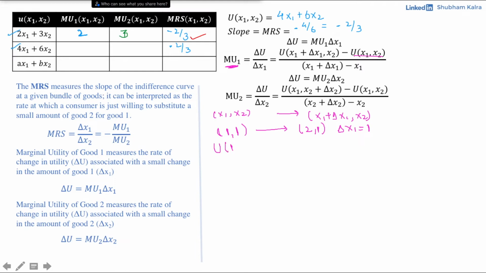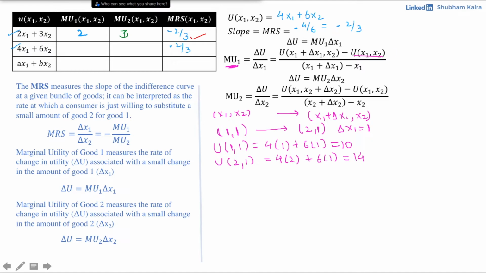That would be u(1, 1), which is equal to 4 multiplied by 1 plus 6 multiplied by 1, as now the utility function takes the form 4x1 plus 6x2, and in this particular case we are taking the value of x1 as 1 and x2 as 1. So substituting this, we get 4 multiplied by 1 plus 6 multiplied by 1, which is nothing but 10. Now let's calculate the utility of (2, 1), which is equal to 4 multiplied by 2, as now your x1 is 2, plus 6 multiplied by 1, which is 8 plus 6, which is equal to 14.